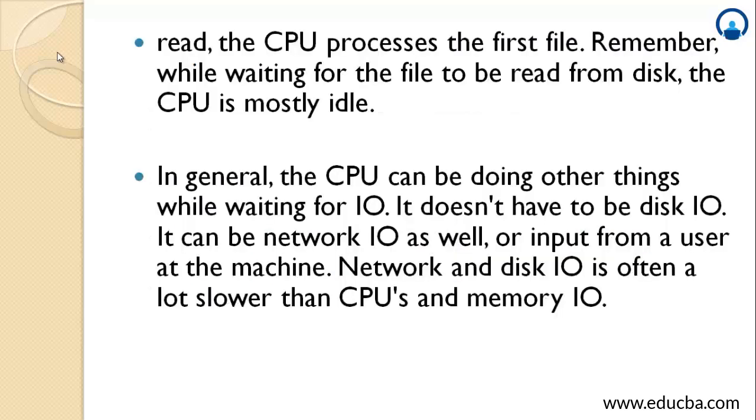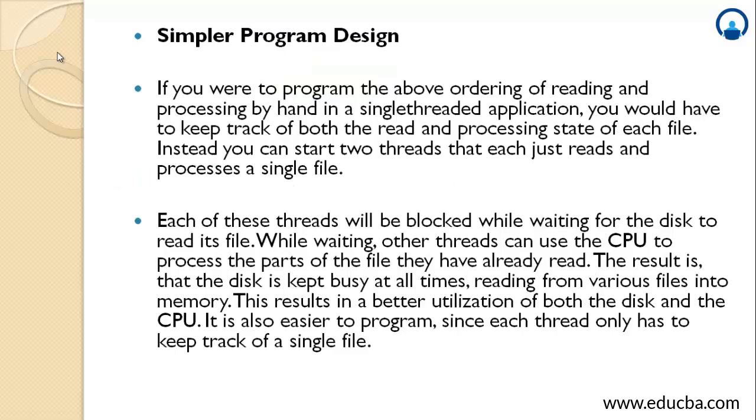Read the file, then the CPU processes the first file. Remember, while waiting for the file to be read from the disk, the CPU is mostly idle. So while reading, the CPU will be idle, but while writing, it will be involved in writing into the disk. In general, the CPU can be doing other things while waiting for IO. It doesn't have to be disk IO. It can be network IO as well, or input from a user at the machine. Network and disk IO is often a lot slower than the CPU's and memory's IO. So this is how we have reduced our time just by thinking logically about when the CPU is free and when it is not.